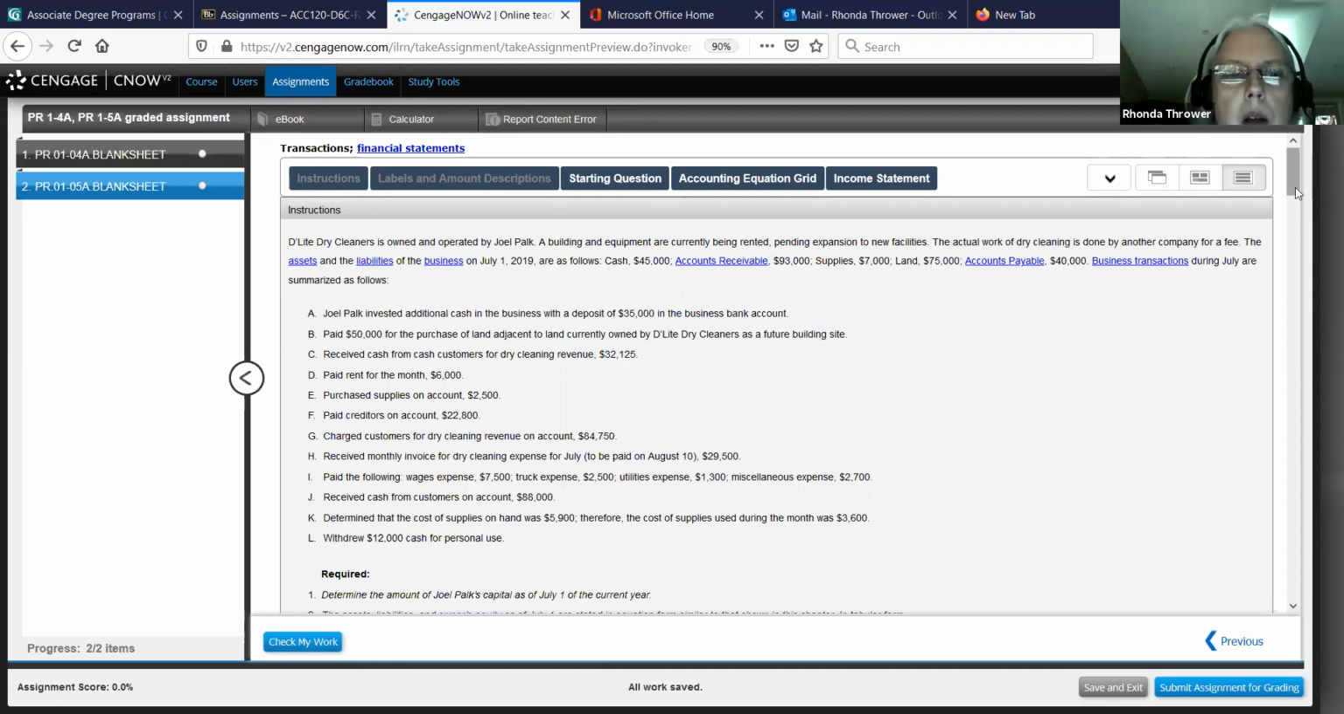Also, this problem is very lengthy. So I'm going to tell you right up front, it's going to take a while to get through this one. So bear with me as we go. Always read your instructions first. This is Delight Dry Cleaners, and it's owned and operated by Joel Polk. A building and equipment are currently being rented pending expansion to the new facility. So the actual work of the dry cleaning is done by another company for a fee.